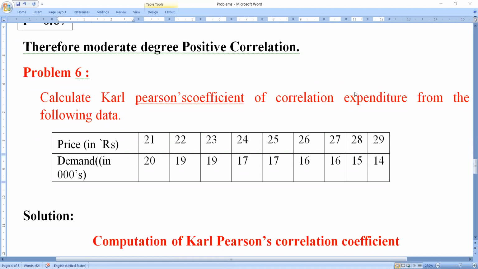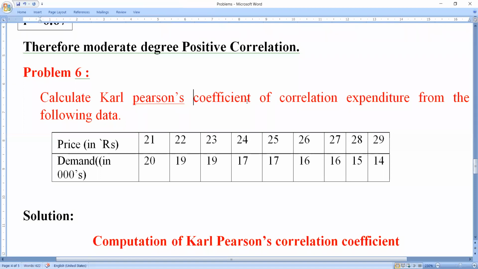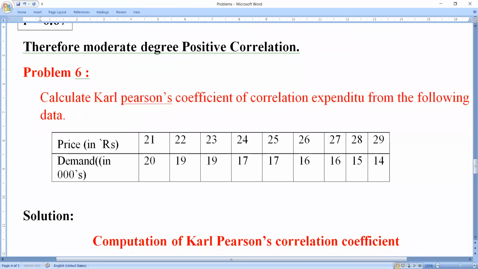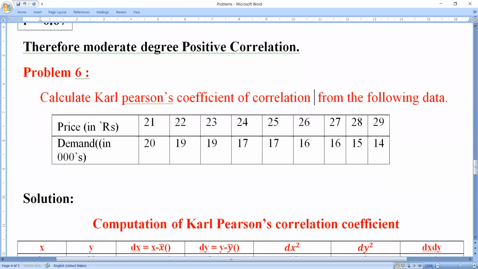Calculate Karl Pearson's coefficient of correlation from the following data. Calculate the correlation coefficient from the following data. Here they have given the data of two factors.